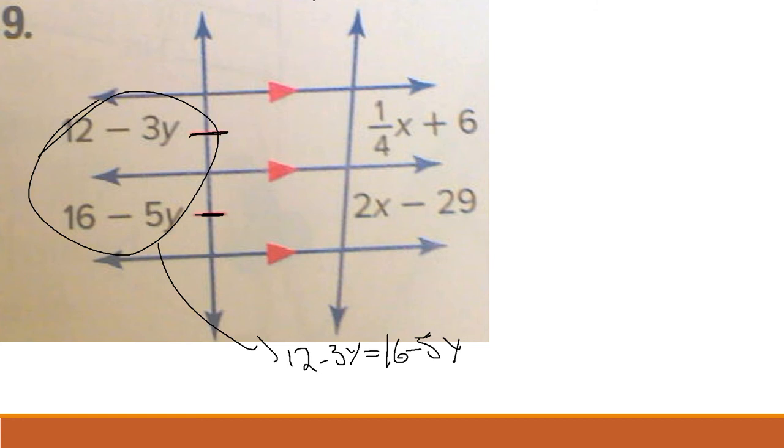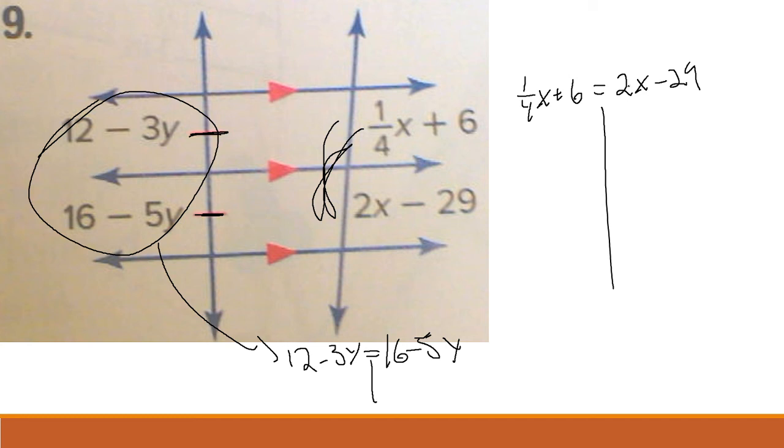But I also know that because these lines are parallel here in the middle, if these two are congruent, that means these two have to be congruent as well. So not only can I do that for the y's, I can do it for the x's. 1/4 x plus 6 is equal to 2x minus 29. And then I can solve this one through.